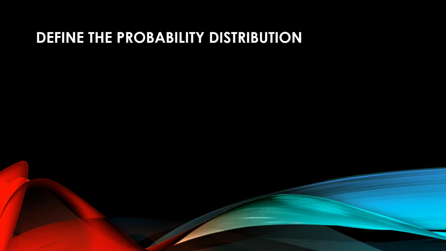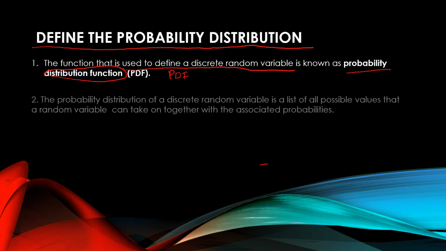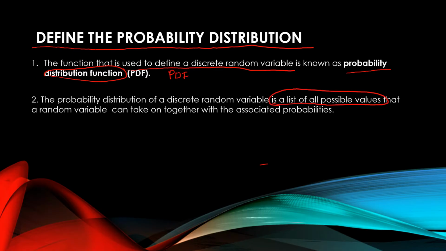Now, let's move to define the probability distribution. What is probability distribution? The first one, probability distribution is actually a function that is used to define a discrete random variable. It is also known as the probability distribution function, denoted by PDF. Secondly, the probability distribution of a discrete random variable is a list of all possible values that a random variable can take on, together with the associated probabilities.